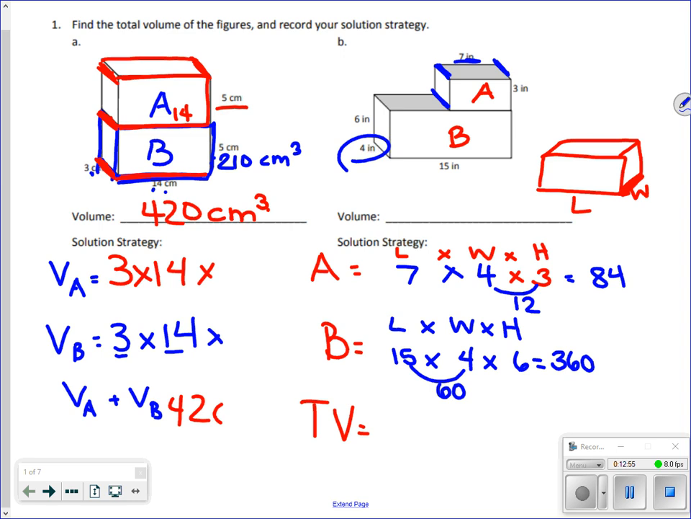Okay, so the total volume, 360 plus 84. 360 plus 84. Michaela was correct. 444 cubic inches. 444. Oh my gosh.